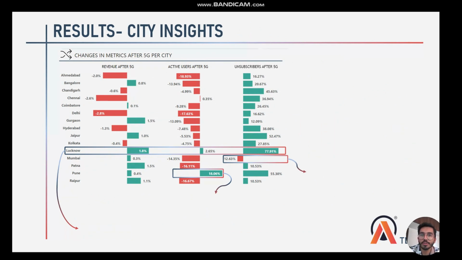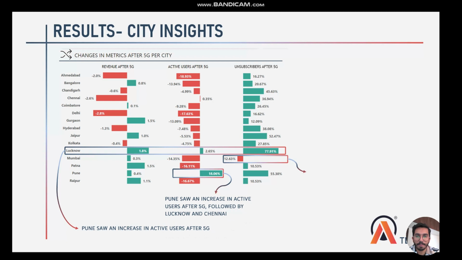Now let's look closely at the cities and how they are performing in terms of the revenue, active users, and subscribers. So right here we can see that Lucknow is the city which is indicating a rise in the revenue after 5G. It is also indicating a rise in the active users after 5G, and there is even the biggest rise in the unsubscribers after 5G. Overall, it is the only city which is performing well in terms of the revenue after 5G launch.